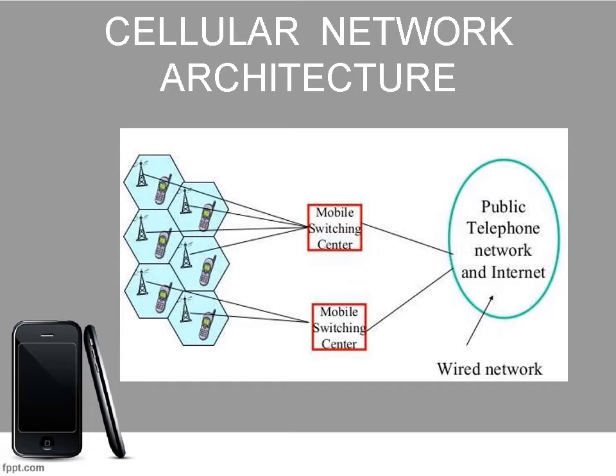Next we are going to see the cellular network architecture. So this is the architecture. Each cell has a separate antenna. Here the mobile switching center will be in the center. The public telephone network and internet are given on the right side. This will be the wired network.